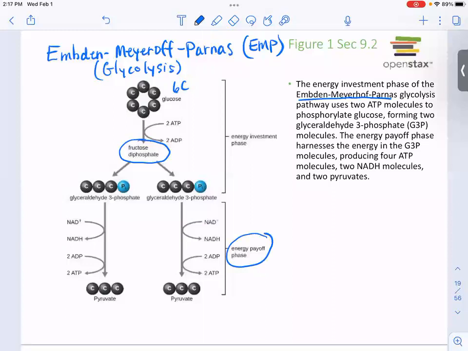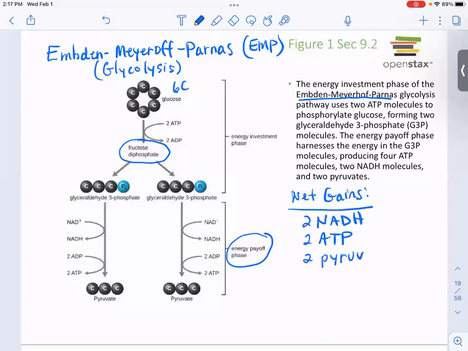So we get some electrons carried by NAD and some ATPs. If we think about our net gains for glycolysis, we're getting 2 NADHs. We put in 2 ATP and we got out 4, so we're net gaining 2 ATPs. And of course, we're getting 2 pyruvates, or you can call that pyruvic acid, same thing.